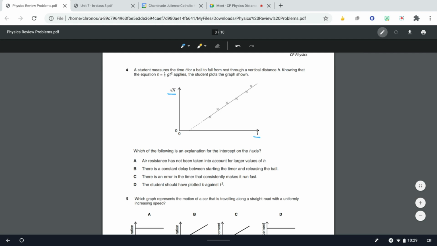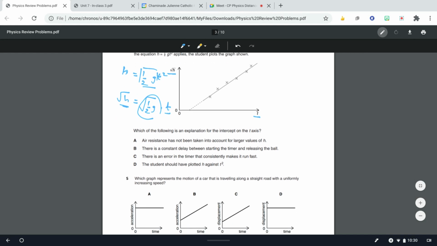Why? Because, well, think about it. What is happening here, you could rewrite this equation. H is equal to half gt squared as well. This is a constant value, right? This wouldn't change. So you could say that H is equal to half g times t. Whatever is happening here is going to be shown in H, or the time factor is being multiplied. That doesn't change. So if t is equal to 0, H should be 0. So the only explanation there is that there's a constant delay between the timer and releasing the ball.